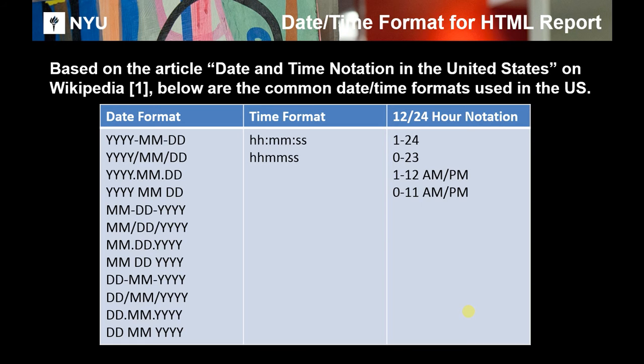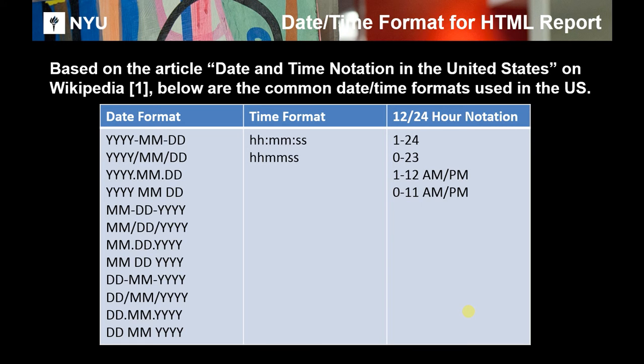Back in July, I did some research on the day and time formats currently used in the US. I saw an article on Wikipedia about date and time notation in the US. So below are the common day and time formats used in the US. Look at the table. The first column is the day format. So we have 12 different day formats.